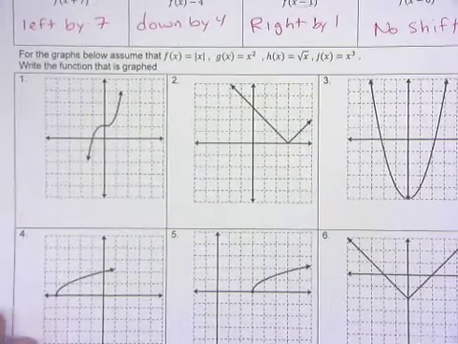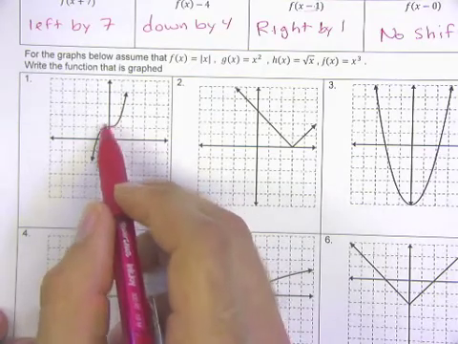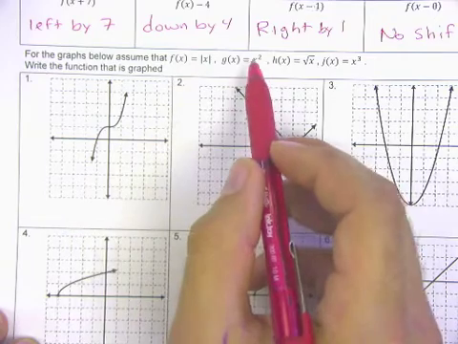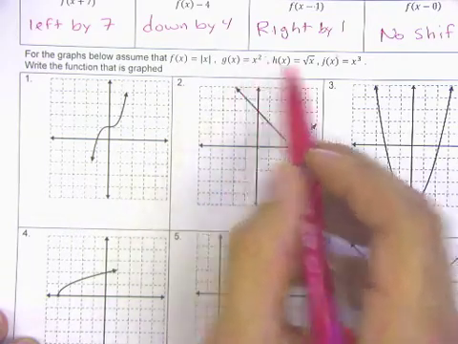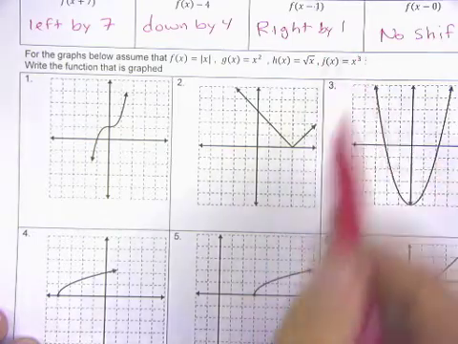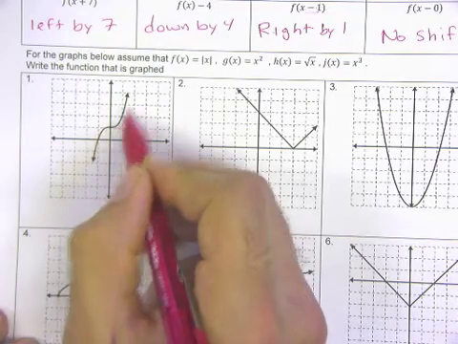All right, on this last set of exercises, we're being asked to write the function that is being graphed. So they tell us that f of x is the absolute value function, g is the quadratic function, h of x is the square root function, and j of x is the cubic function. So number one, we recognize that it's a cubic function.